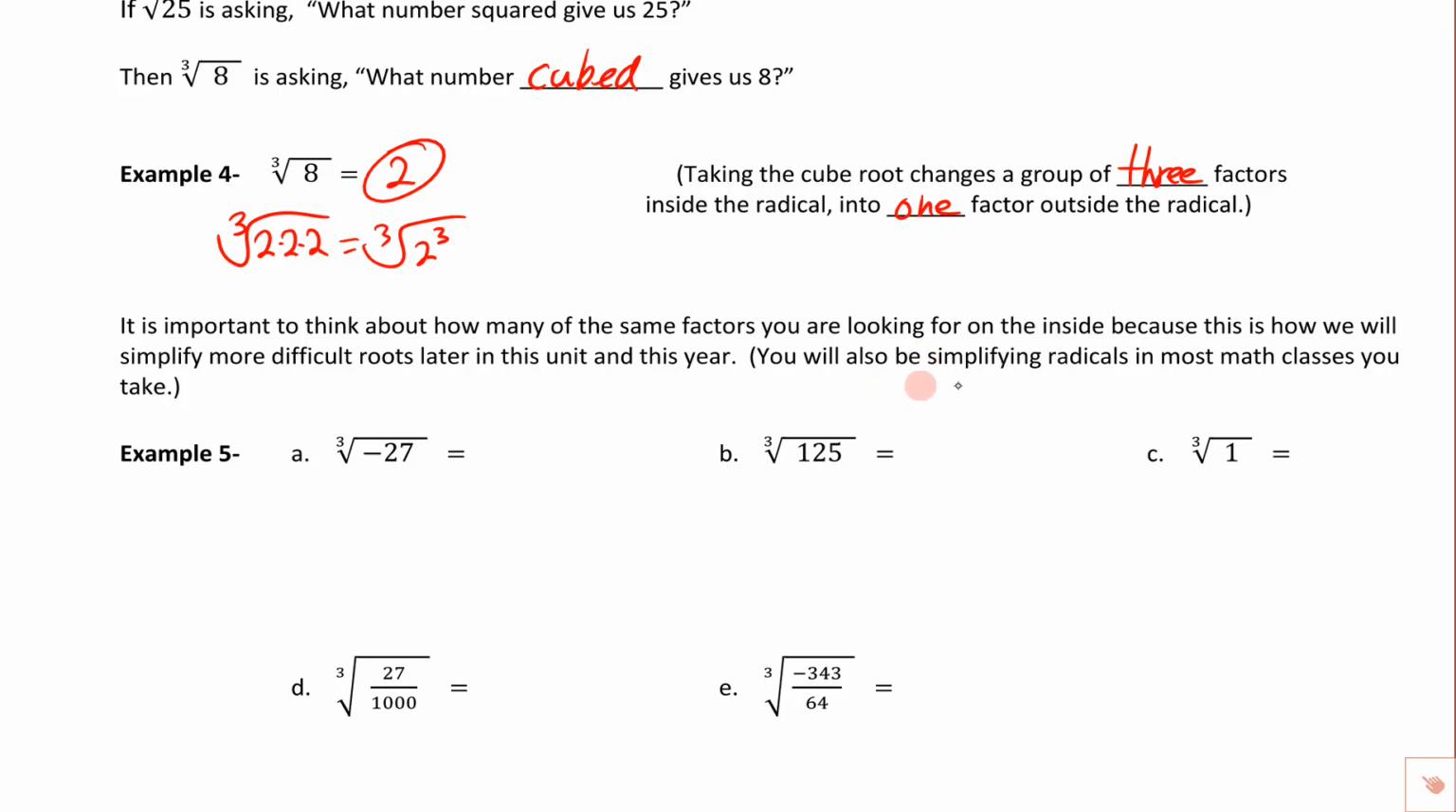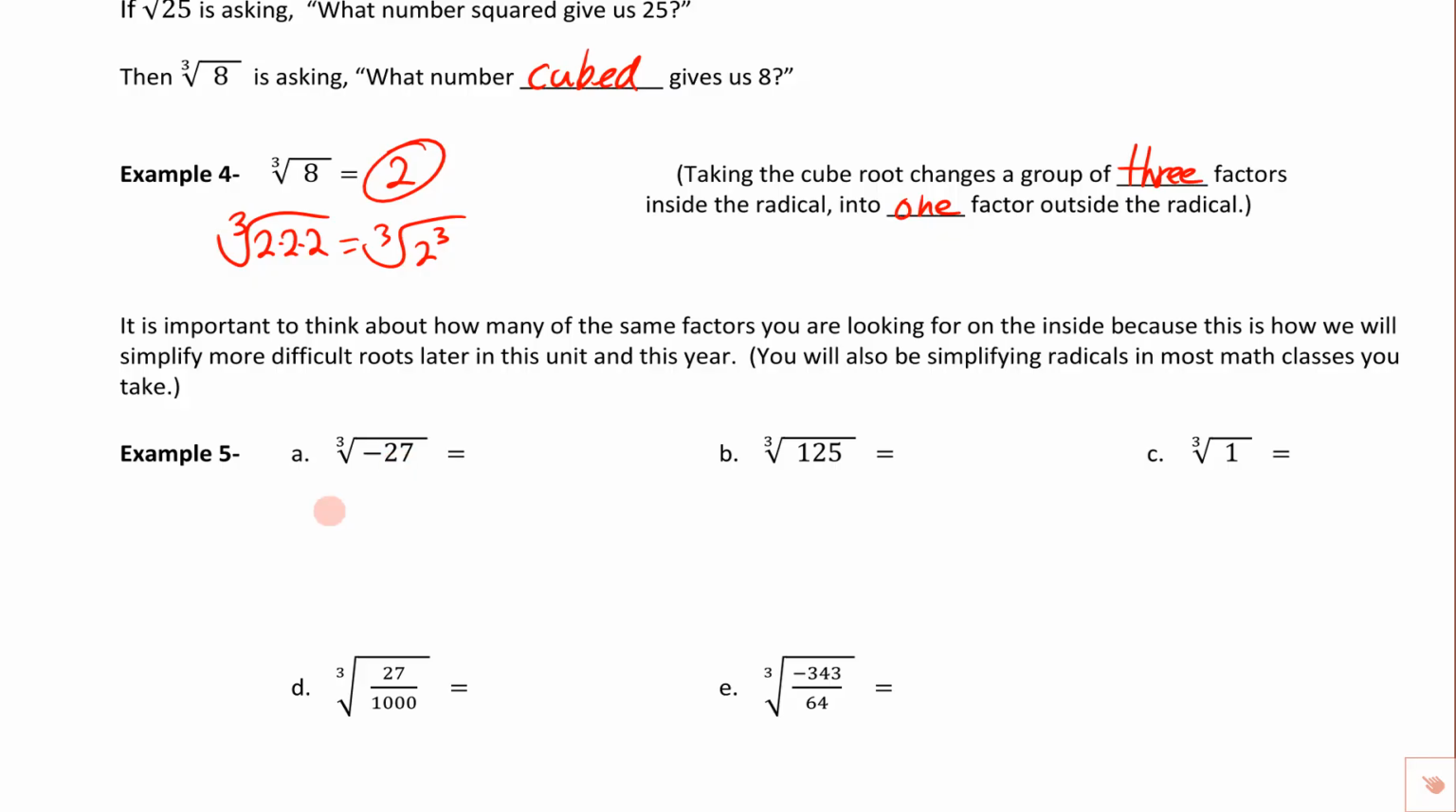Okay, you're also going to be simplifying radicals in most math classes that you take, so we want to keep in mind how many of those factors we are looking for. Now, there's something interesting about this one right here. This says the cube root of negative 27. So this is asking what number do we cube to get negative 27. I'll let you think about that for just a second. The number should look really familiar.